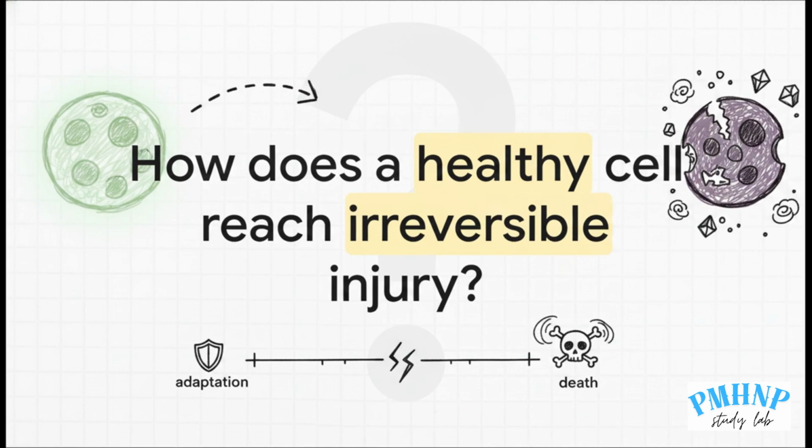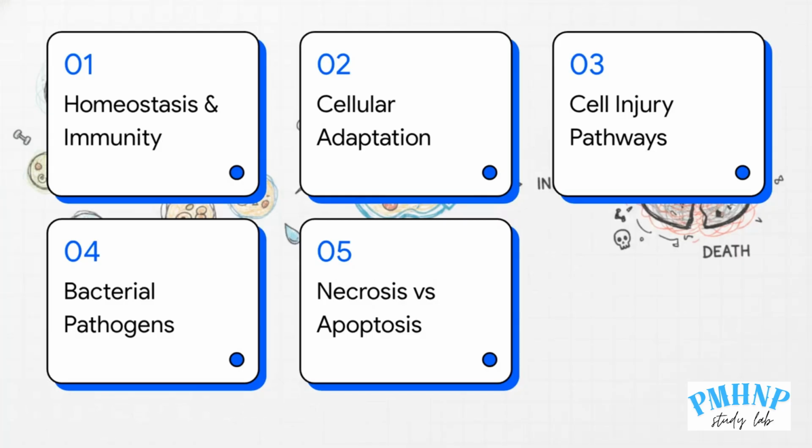Understanding this exact threshold, that precise tipping point, is the absolute key to mastering disease mechanisms for both your exams and your future clinical practice. Here's our game plan today. 1. Cellular homeostasis and immunity. 2. Cellular adaptation mechanisms. 3. Pathways of cellular injury. 4. Bacterial pathogens and pathophysiology. And finally, 5. Cell death, necrosis versus apoptosis.